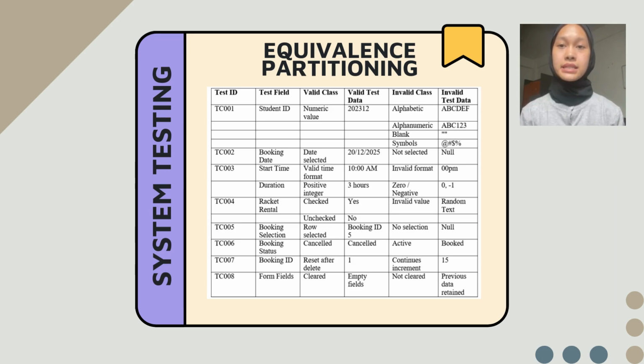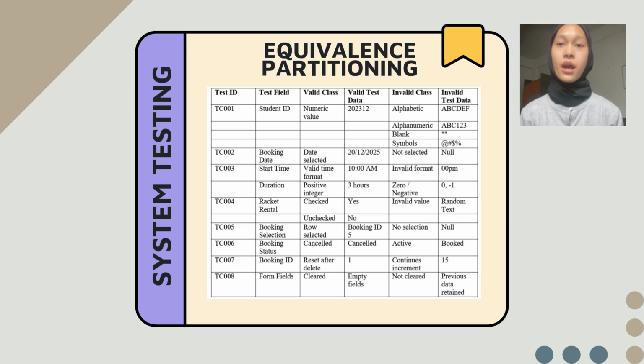A valid case requires a booking row to be selected, such as booking ID 5. So if no row is selected, the system should display an error message. Next, number 6, we have booking status. Valid booking status include cancel or book. So this ensures the system processes booking actions correctly.